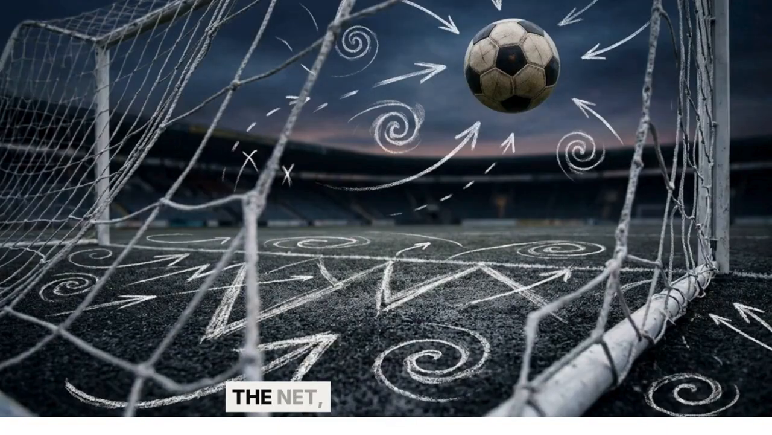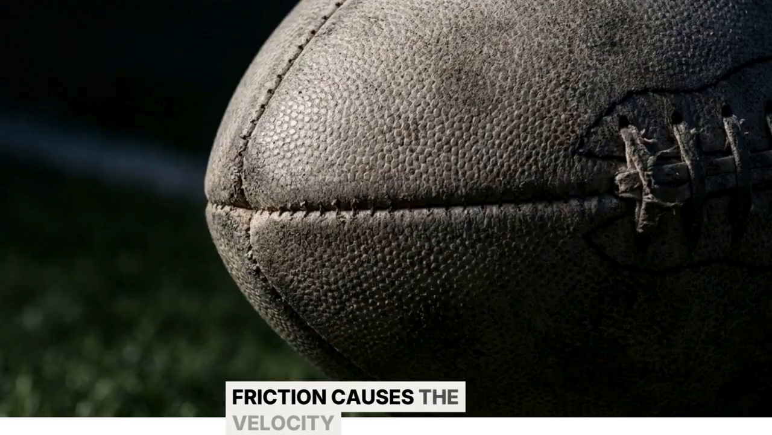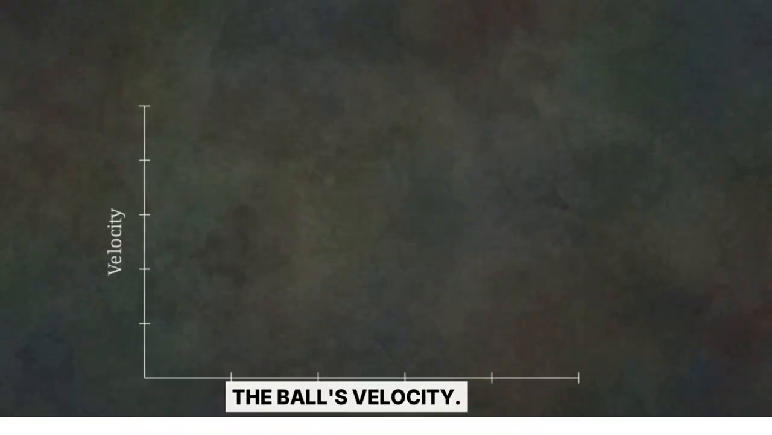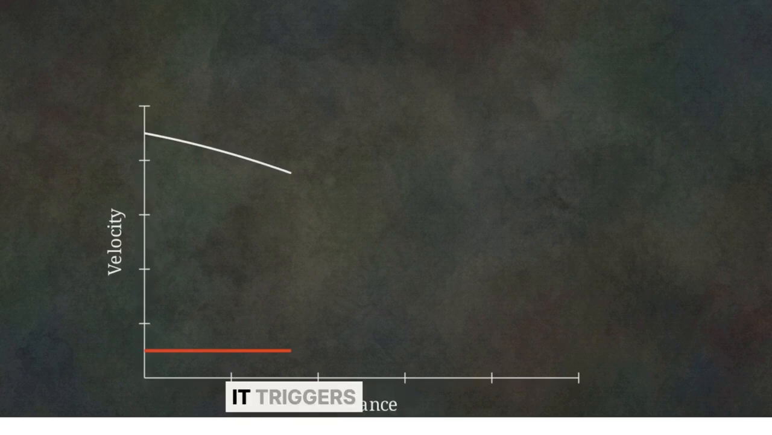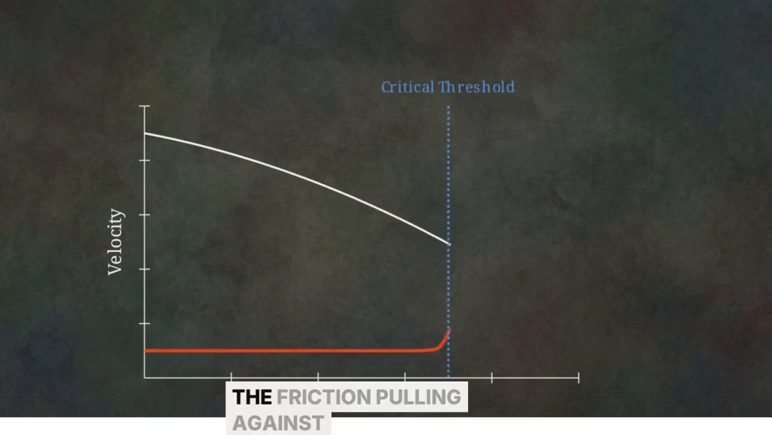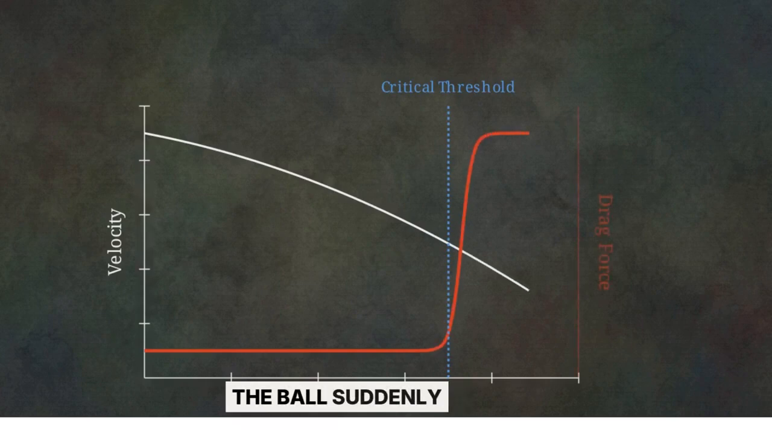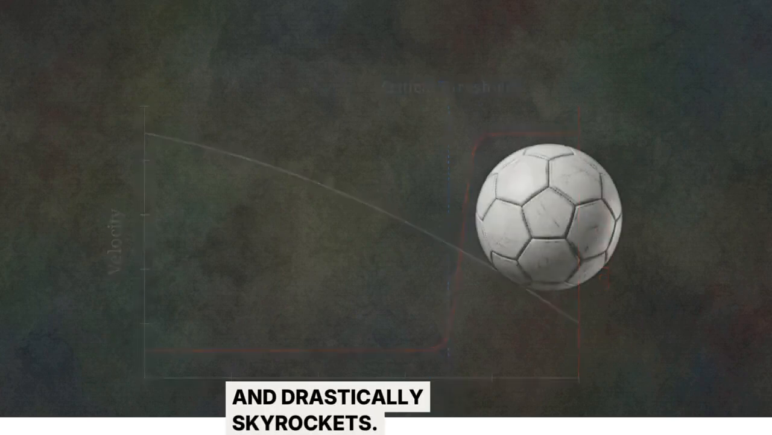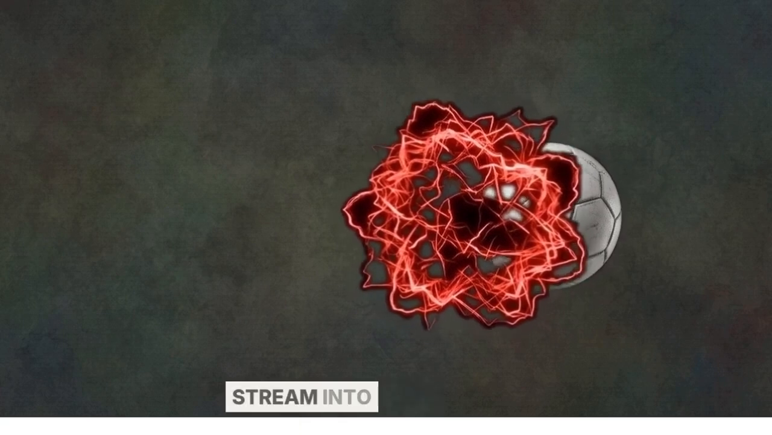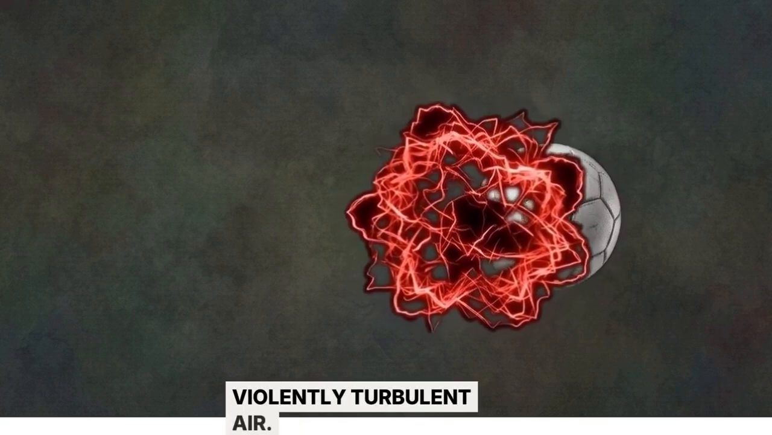As the ball approaches the net, its battle with the air enters a final phase. Friction causes the velocity to inevitably drop. This chart tracks the ball's velocity. Notice what happens when the speed drops below a very specific threshold. It triggers an aerodynamic phenomenon known as the drag crisis. The friction pulling against the ball suddenly and drastically skyrockets. At this exact threshold, the airflow hugging the ball instantly shifts from the smooth laminar stream into violently turbulent air.